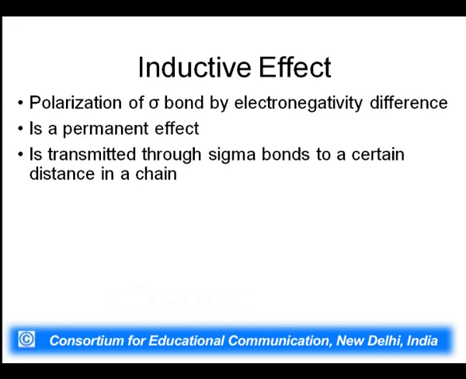The next point is that this effect is transmitted through sigma bonds to a certain distance in a chain. For this, I have placed an example: a four-carbon system having chlorine at the first carbon, and chlorine is pulling electrons towards itself. As you can see, chlorine is pulling electrons from the first carbon. I have placed arrows showing the electrons getting pulled, and I have placed four such arrows in this.